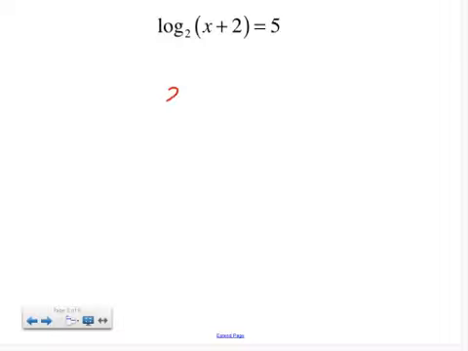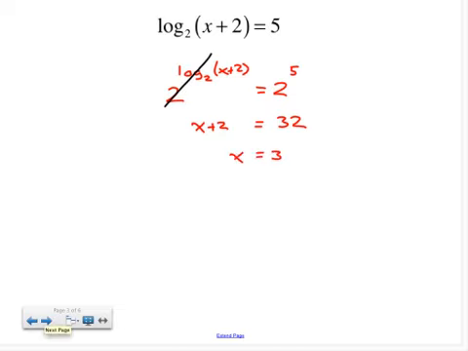So here's what it looks like. 2 to the log base 2 of x plus 2 equals 2 to the 5th. All right, the right side's easy enough. That just becomes 32. And the idea here, again, using properties of logarithms, says 2 to the log base 2 of stuff just becomes stuff. In other words, this part here cancels out. So conveniently enough, you're left with x plus 2 is equal to 32, and so x equals 30. Now, let me just show you maybe an alternative way to look at that that may be easier for you.